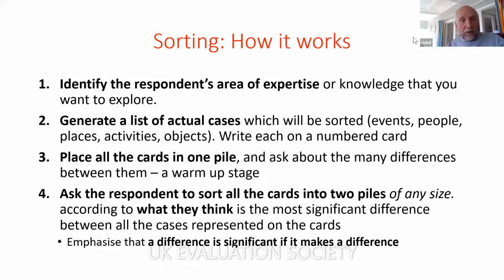If you're an ethnographer, someone trying to uncover how people think about things, which is always useful if you're trying to be of assistance to people and institutions, you start off by trying to identify the respondent's area of expertise that you want to explore. We will probably take that for granted in the examples we're going to show. But then the next step, we will generate a list of actual cases that will be sorted by the participants.